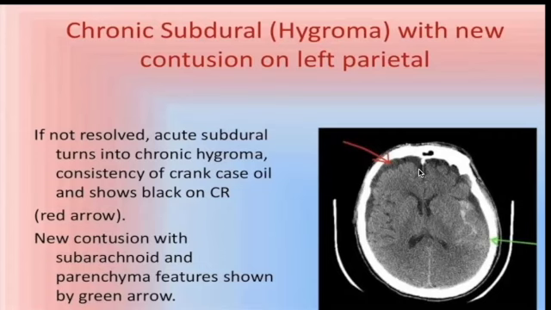Now, remember, blood should appear white. You should see white if you're looking at a blood collection. However, if you're looking at the periphery of an image and it's dark, then just realize that you're looking at a chronic subdural hematoma, which is indicated by the red arrow.